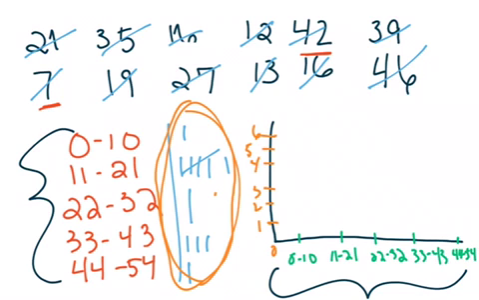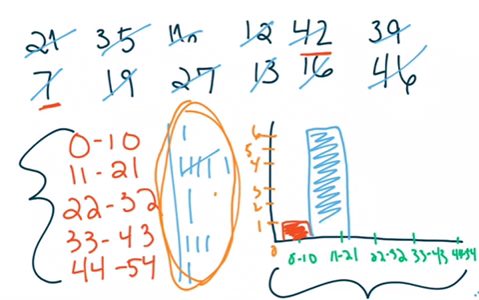The bar goes as high as the frequency tells us to go. So let's use our red ink here. It looks like we have 1 in our 0 to 10. So I would simply draw a bar going from here and down, and then shade it in. Then for 11 to 21, we have 6. So I would start here. Notice it goes right next to it. Down, and shade it in. From 22 to 32, we have 1 again. Go back to that in red.